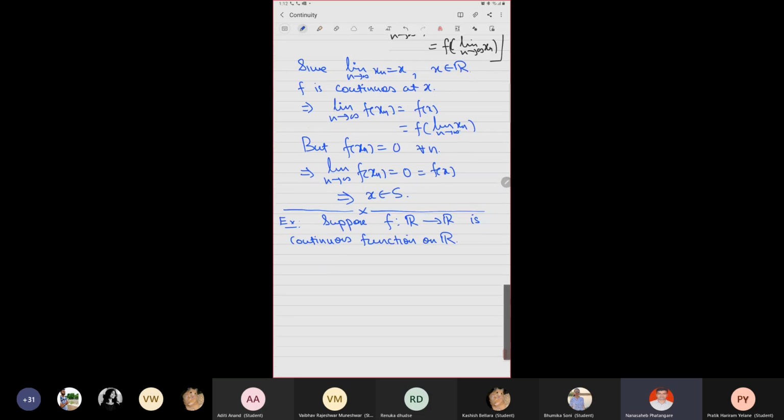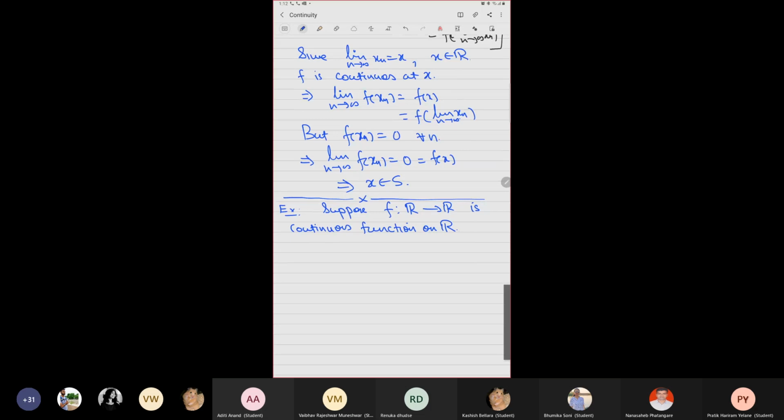Right, suppose this function is continuous everywhere on R, such that f of r is equal to 0 for r in Q. Suppose f is a continuous function and it is 0 at every rational. That is, f is 0 at every rational.